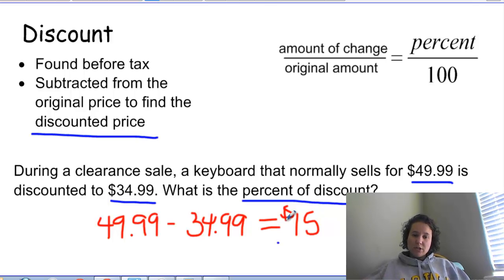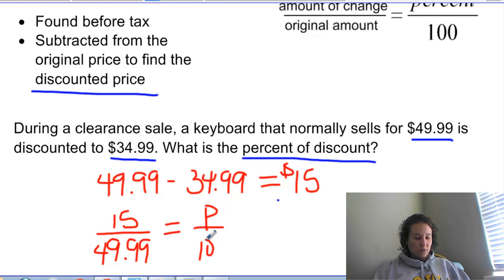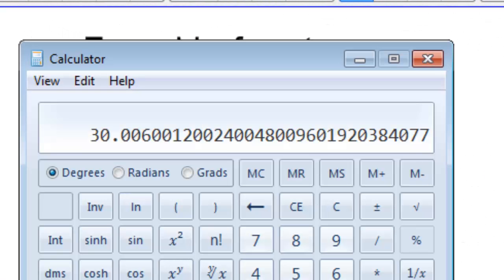So when I set up my proportion, I'm going to do my amount of my change, $15, over my original price. The original price was $49.99 before the discount, and that's going to equal my percent over 100. So again, I'm going to cross multiply and solve. 15 times 100 is 1,500, and I need to divide that by 49.99. And this is a percent, so I don't have to worry about numbers after the decimal point.